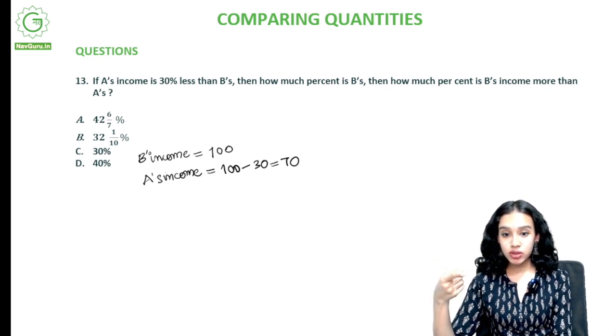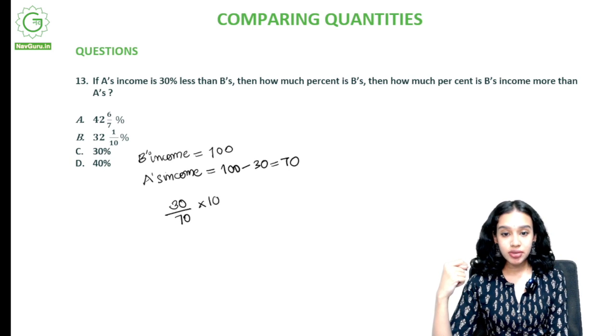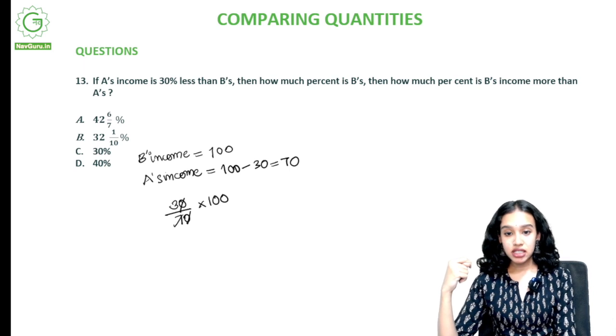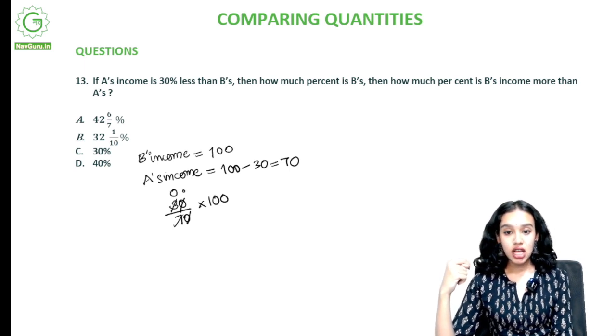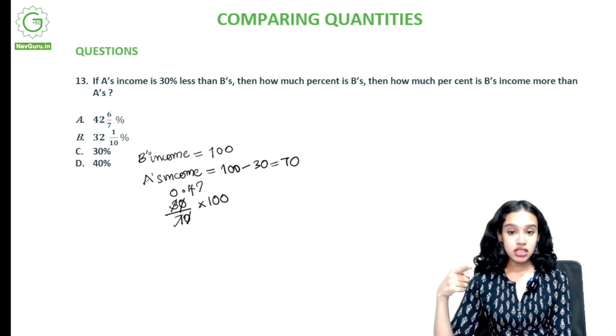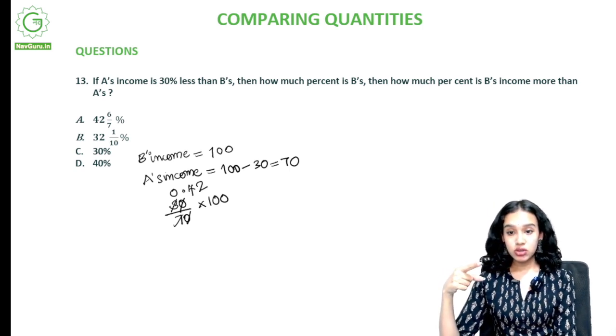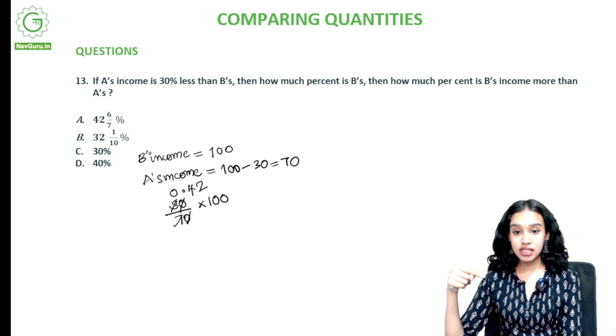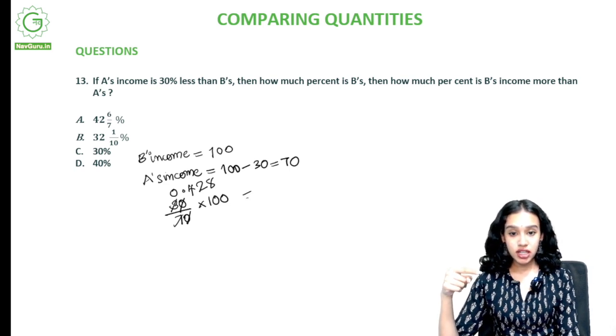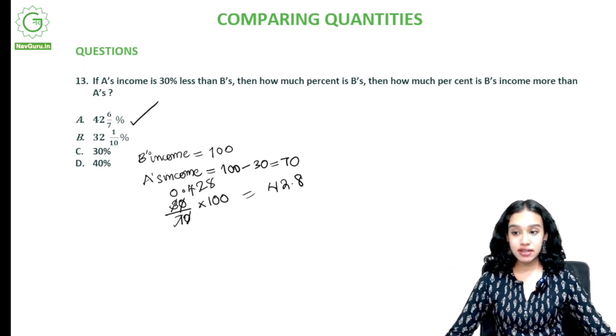So the difference between both of their incomes is 30. Out of A's income, which is 70, into 100 because we're taking the percentage. So here we'll get 3 by 7. Let's do it. 0. In 30 we get 4 7s are 28. In 20 we get 2 7s are 14. Then we get 6. So 60. So 8 7s are 56, right? So we get around 42.8%, and here the answer is 42 6/7%.